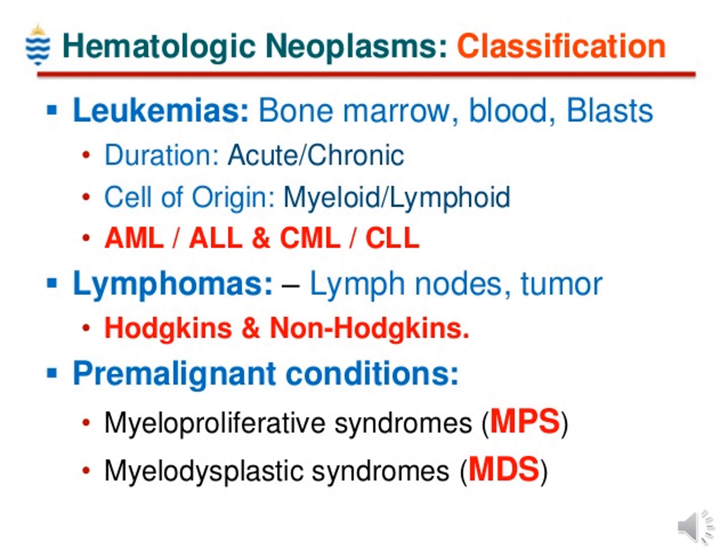So there is the bone marrow. You examine the bone marrow, you examine the blood, the peripheral blood smear, where you see the blasts, meaning the immature WBC. Duration-wise, it is acute or chronic; cell of origin-wise, myeloid or lymphoid. This may be AML, ALL, CML or CLL. Lymphoma originates from the lymph nodes, and it can be Hodgkin's lymphoma and non-Hodgkin's lymphoma.